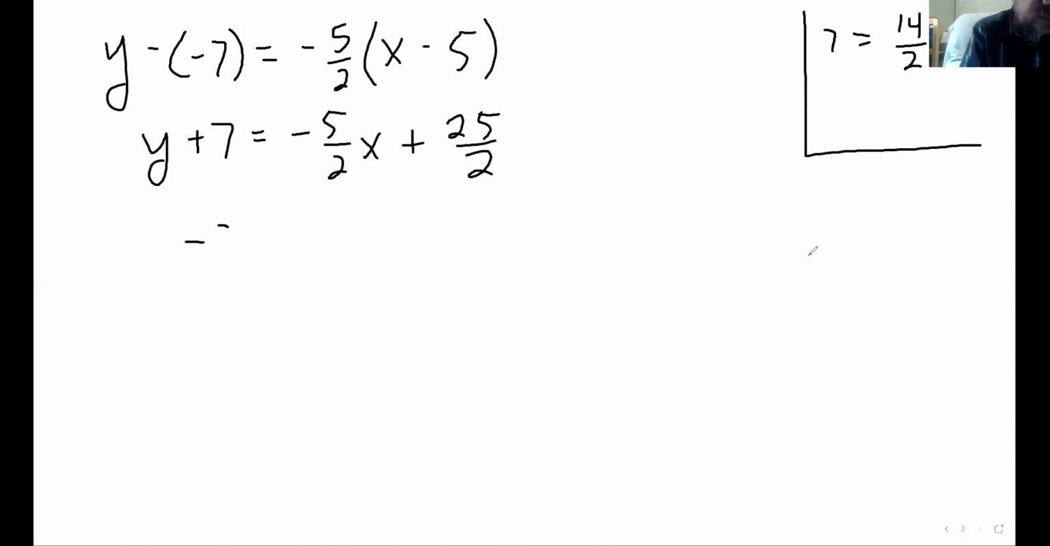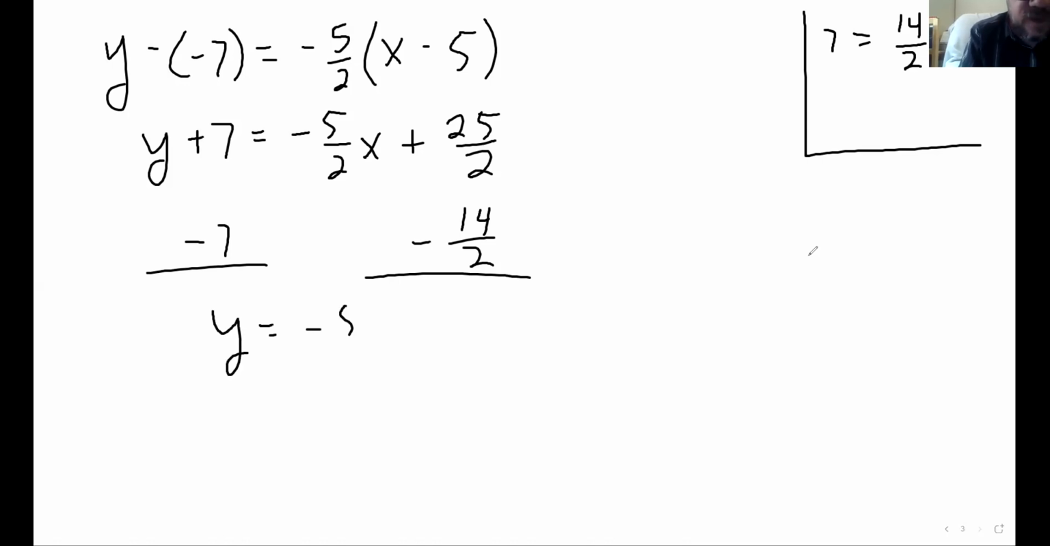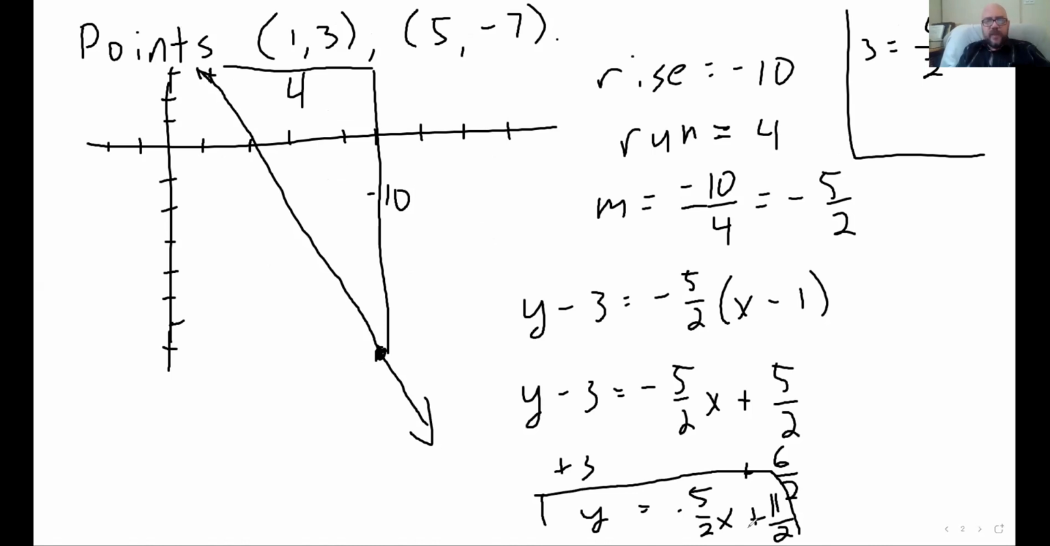So I'm going to subtract 7 here and subtract 14 over 2 over there. Those are the same thing. So we'll have y is negative 5 over 2 x. And then 25 minus 14 is 11, so plus 11 over 2. And if we go back and look over here, hey, that's the same thing.